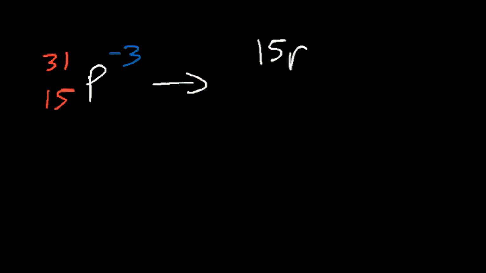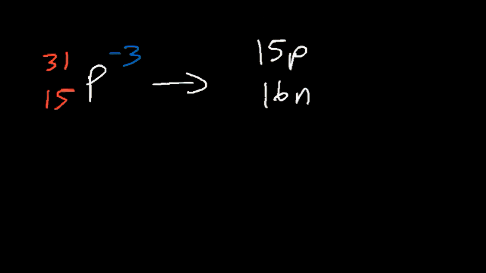Now, what if we have a negatively charged ion? Let's say we have the phosphide ion, which has an atomic number of 15 and a mass number of 31. How many protons, electrons, and neutrons are in this ion? Because the atomic number is 15, it has 15 protons. The atomic number, or the number of protons, identifies the element. Now, 31 minus 15 is 16, so it has 16 neutrons.